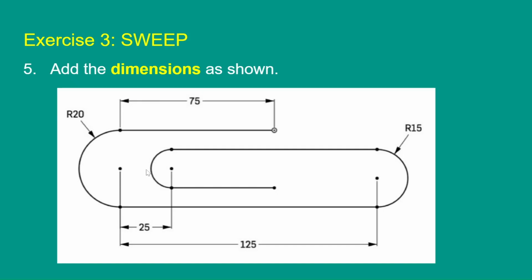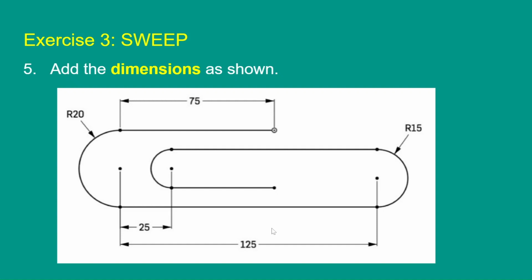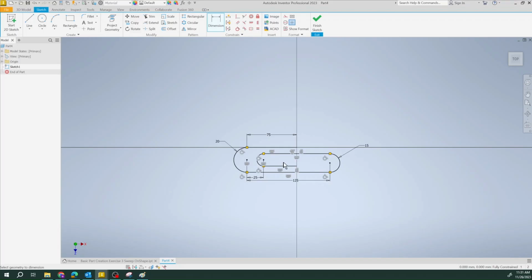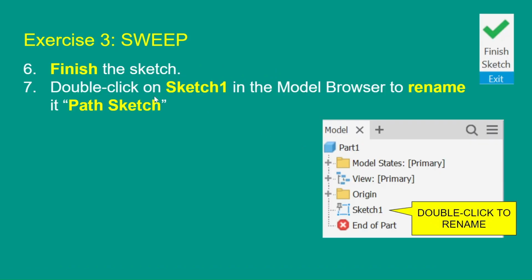Okay, and then I want to make sure that I have a dimension between these 2 points of 25. And then I want a dimension between these 2 points, these 2 centers, of 125. And let me double check, right? So I've got all of these dimensions on it, and I can see my paperclip taking shape, and I'm going to turn off my constraints and reshape my view. It looks pretty good, right? Everything is fully constrained, and it looks like we're ready to move on to the next step.